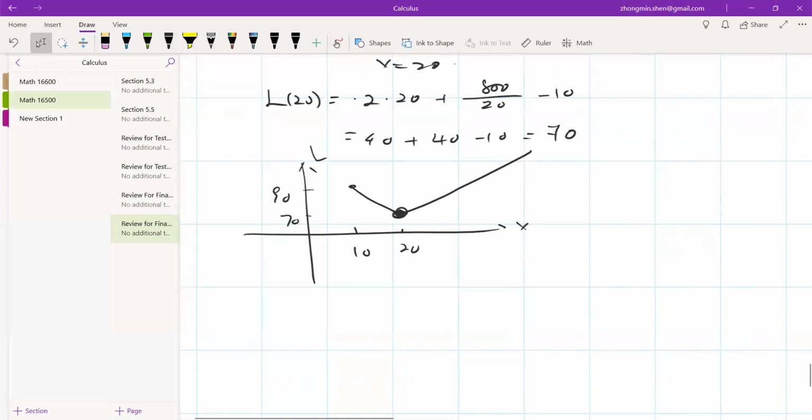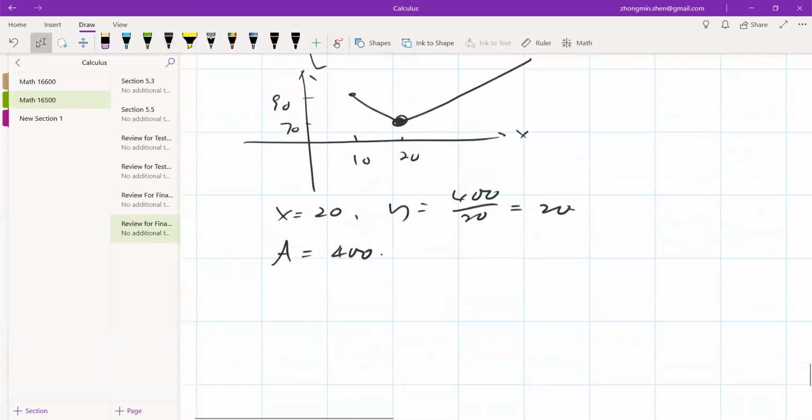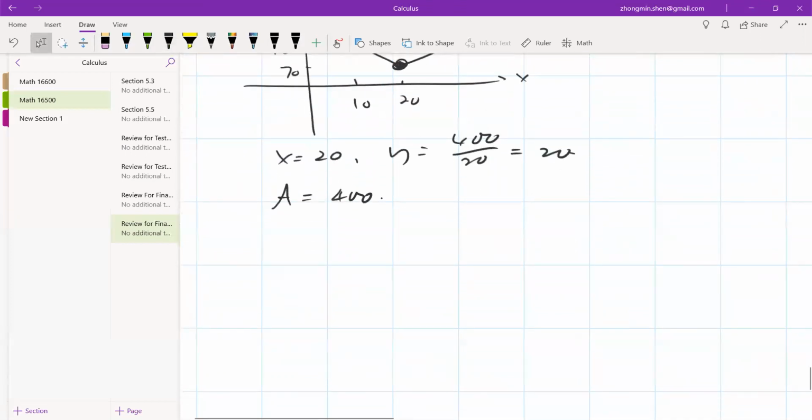Right? Yeah, surprise, it's still the square, but the total length just needs to be 70. Okay. So X should be 20, Y is going to be 400 divided by 20, which is 20. In this case, area is 400. Okay. And the length is the shortest. The length is going to be 20 plus 20 plus 20 plus 20 minus 10, so it's 70 feet. It's a square. We proved that it's a square.